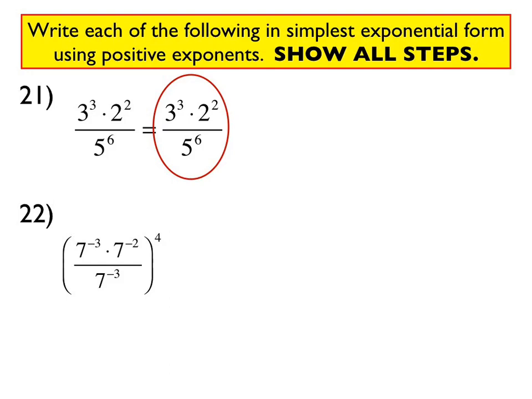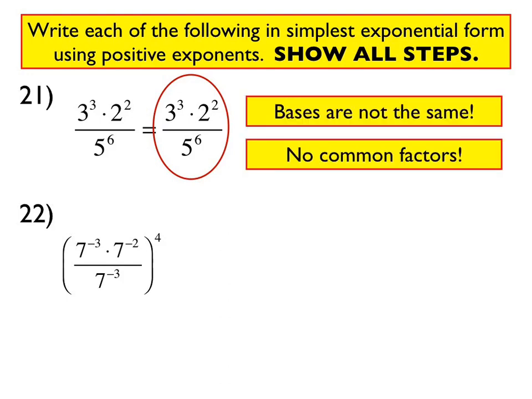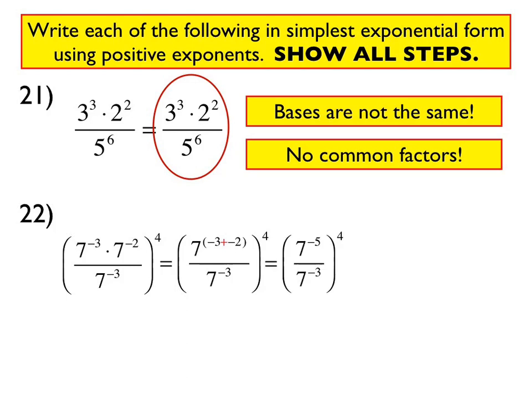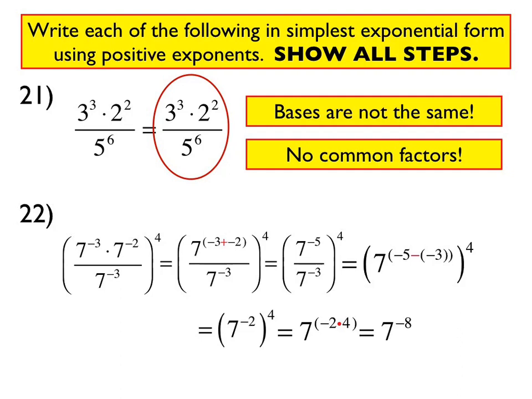In number 22, simplify within the parentheses first, so simplify the numerator. That numerator turns into 7 to the negative 5, so now we have 7 to the negative 5 over 7 to the negative 3, all of that to the 4th. Within the parentheses, subtract exponents. So we end up with 7 to the negative 2, all of that to the 4th. Now we have a power to a power, so multiply exponents, and then turn that into either 1 over 7 to the 8th or 1/7 in parentheses to the 8th.